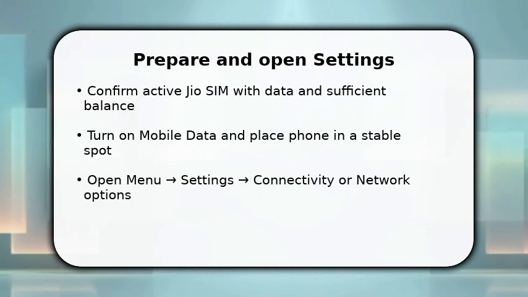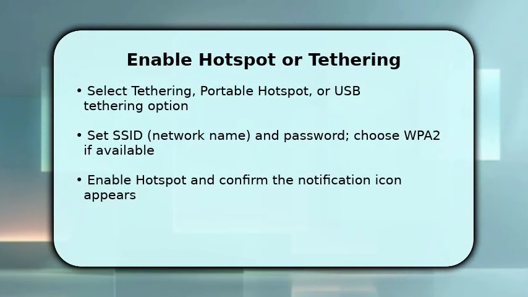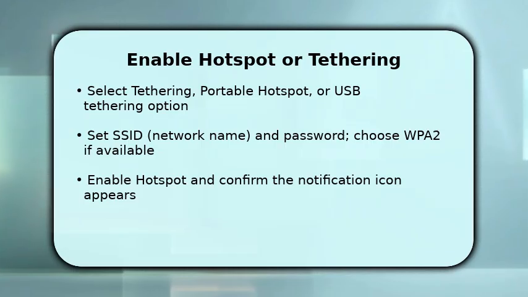You'll now enable the actual hotspot feature. Tap Tethering or Portable Hotspot and choose the method you need. If you pick Wi-Fi hotspot, set a clear SSID and a strong password. Use WPA2 when possible, so other devices can connect securely.